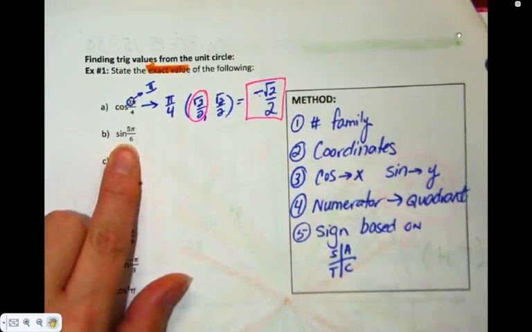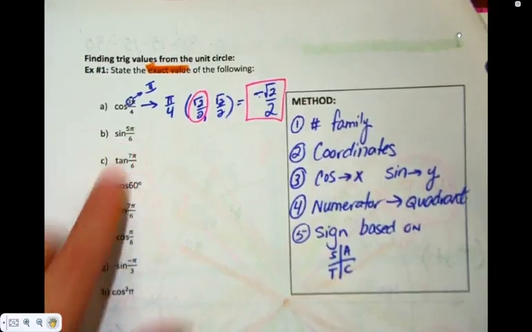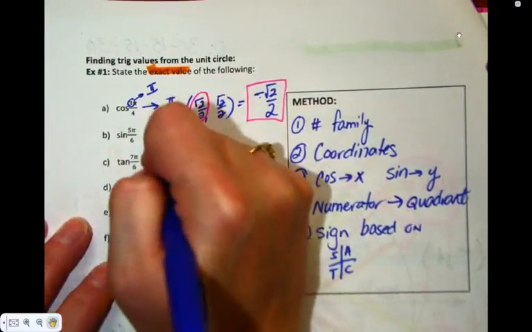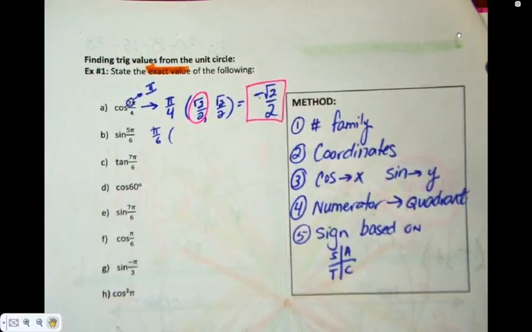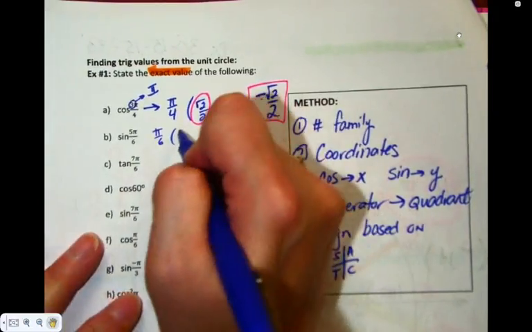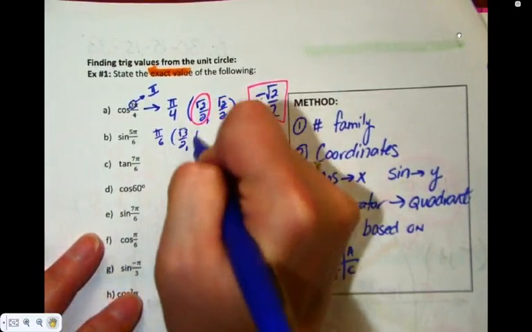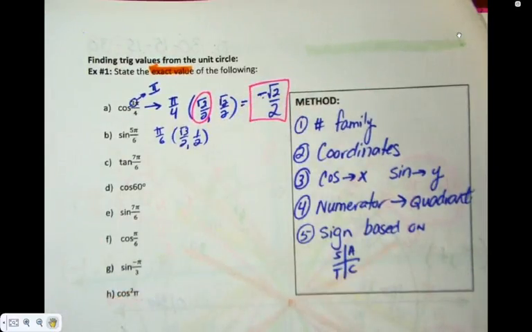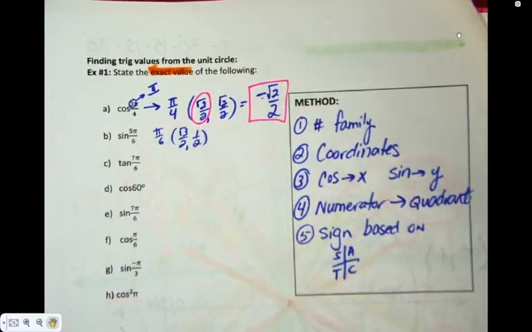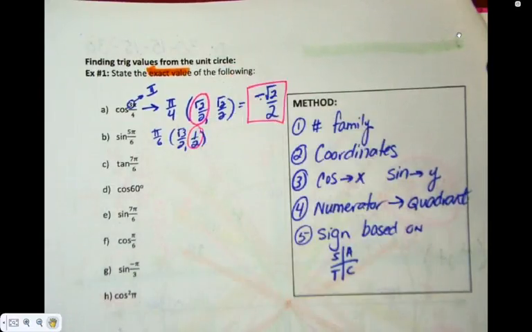Sine 5 pi on 6. The first thing I think of is the pi on 6 family. Then I think of the coordinates of the pi on 6 family. The first coordinate links to 6 how? Which makes the other one 1/2. Because the question wanted sine, I'm going to take the second coordinate.